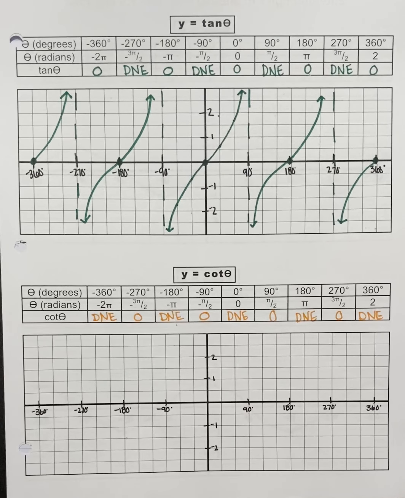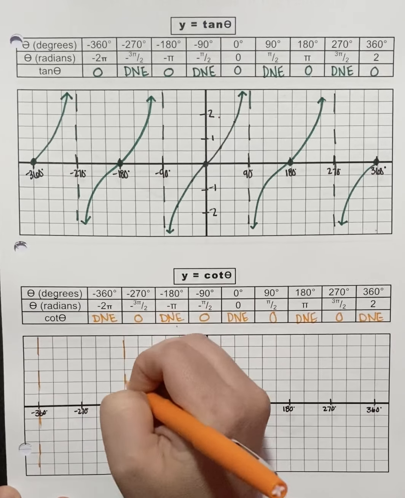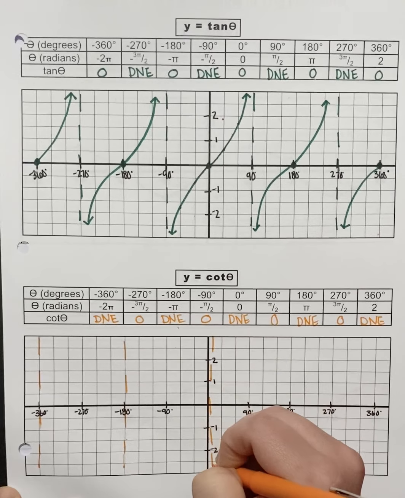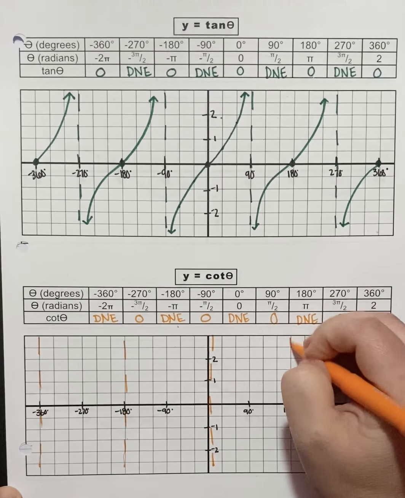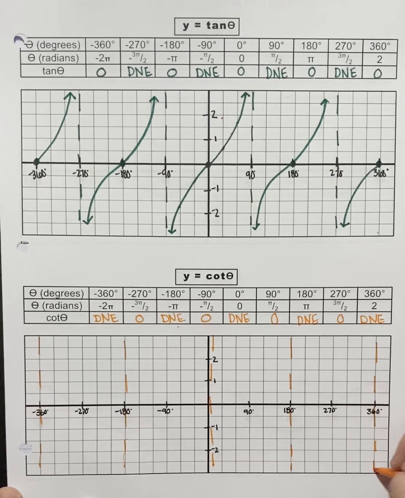So let's draw all of my asymptotes out first. I got one at negative 360. I got one at negative 180, going with my chart right here. Next one is at 0. Next one is at 180. And the last one's over here at the end, which is positive 360.